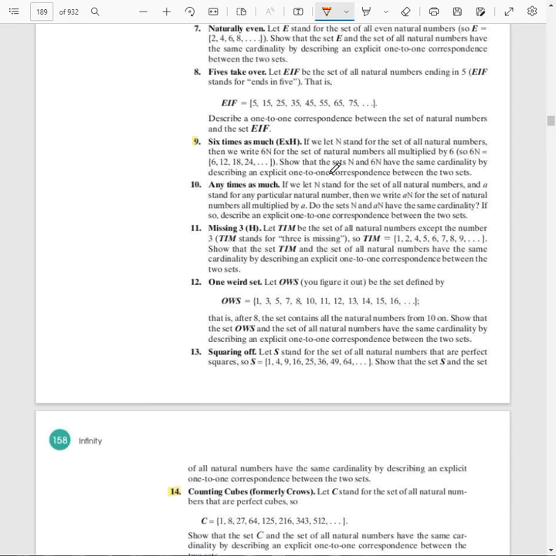Now these problems, if you just let your mind relax, right? Don't overthink it. Just let it be. Remember, you will need more words than the hints that I'm giving you. But if we let n stand for the set of all natural numbers, then we could write 6n for the set of natural numbers all multiplied by 6. So 6, 12, 18, 24, and so on. Show that the sets n and 6n have the same cardinality by describing an explicit one-to-one relationship. It tells you exactly what it is, right? That's the relationship. Don't overthink it.